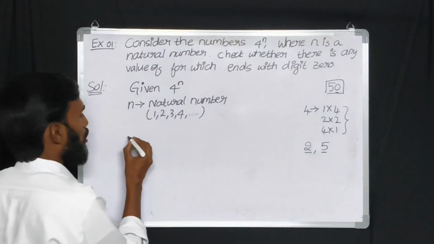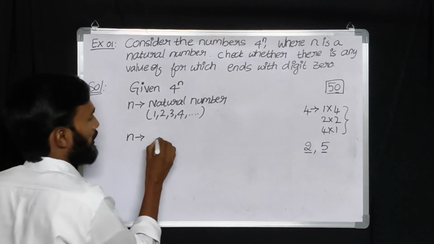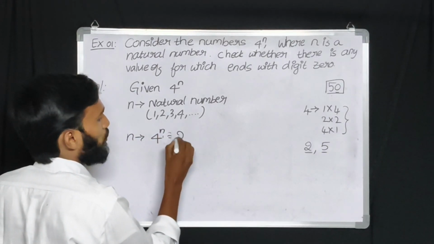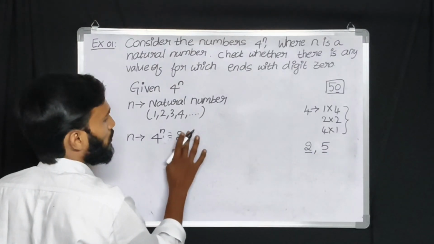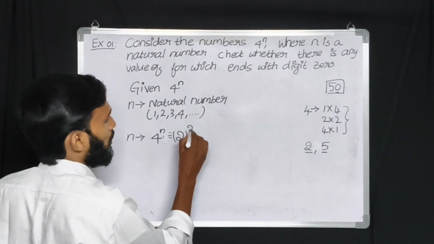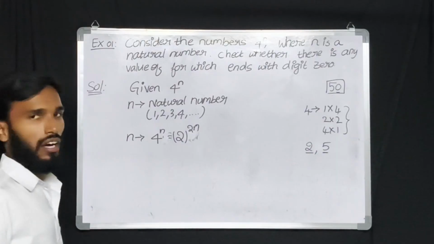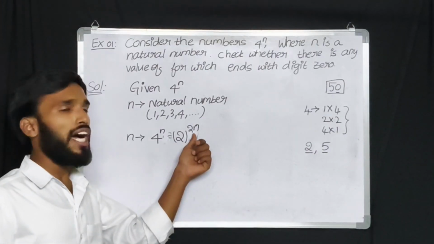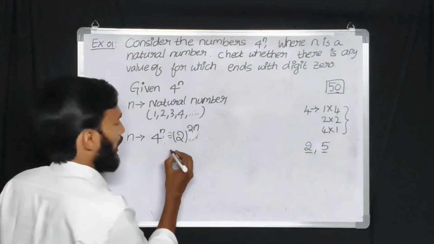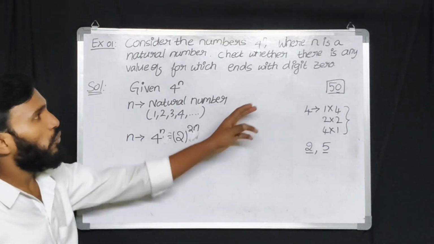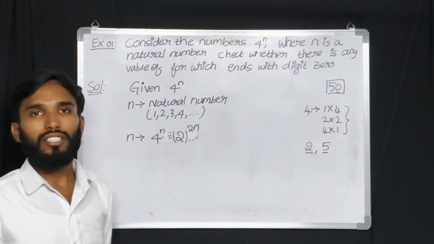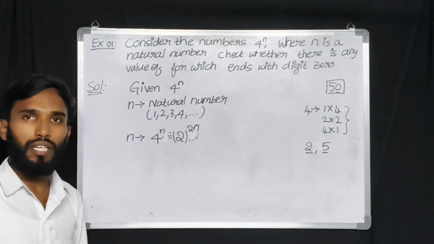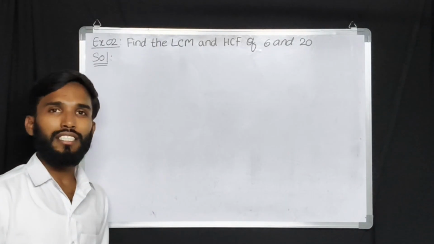So what is the value of 4? 4 is equal to 2 into 2, that is 2 squared. As you all know, this is in which form? Square form. 2 2s are 4. So 4n has no value for which it ends with 0, and this is example 1 of the chapter real numbers. Now see, the second example is here for you.